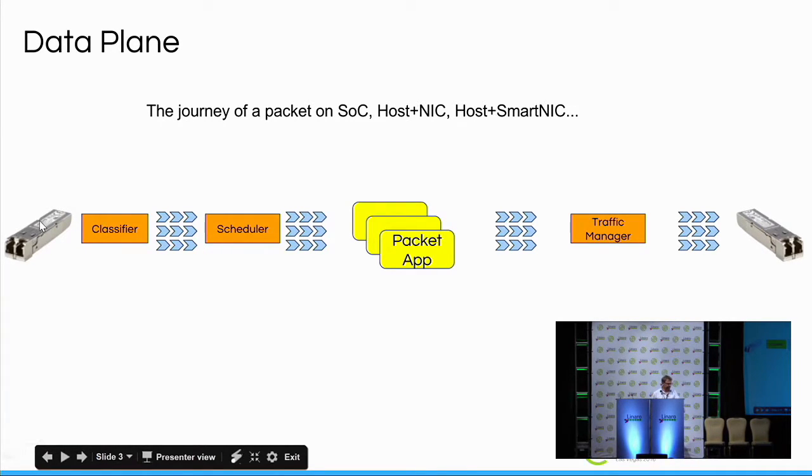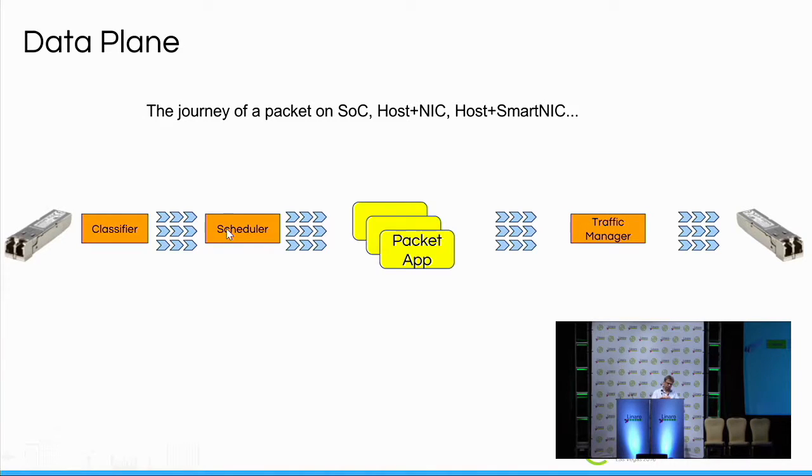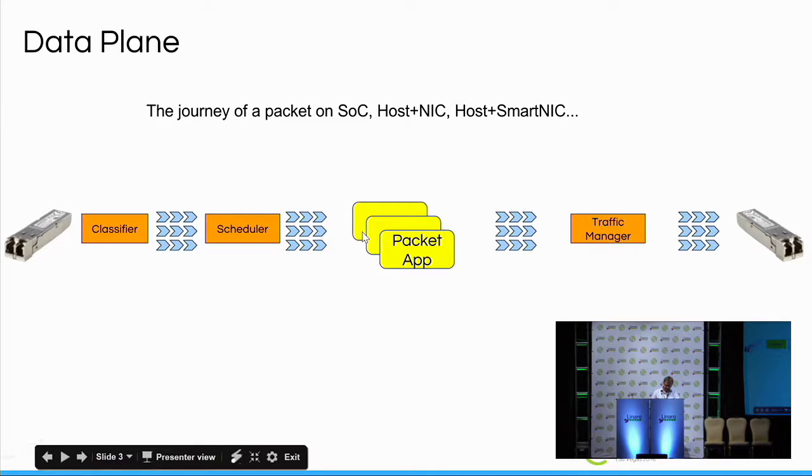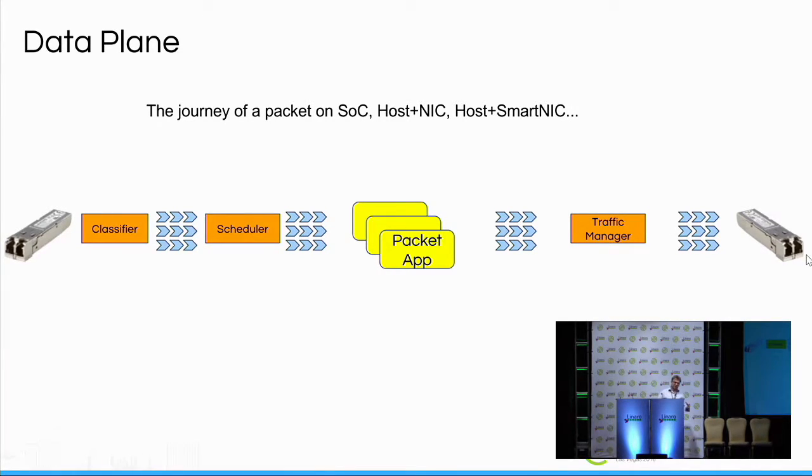So here on the left, we have the receiving optic. Then it goes to a hardware classifier. Then it goes to a hardware scheduler through some kind of hardware queues. Then it goes to a packet application, and then back to the hardware. So let's say that this is a logical journey of a packet from port to port. It goes through those different elements.